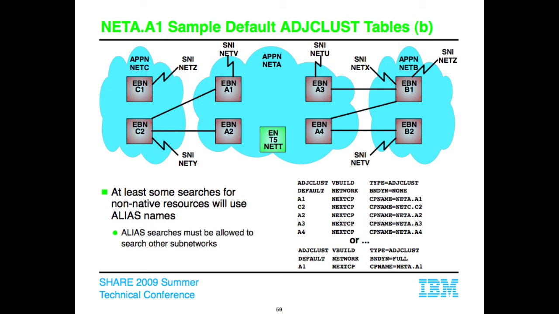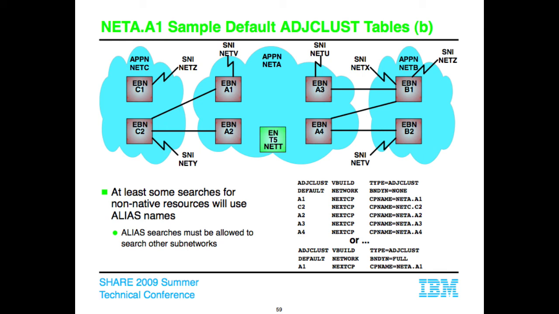Now, if you have at least some searches for non-native resources, we'll use alias names. If at least some alias searches represent resources that are outside your network, well now you actually have to code a default cluster table that allows you to search maximum scope. You have to be able to search everywhere. And so you would list everybody that A1 knows about: all the non-native adjacent nodes and all the native border nodes, which in this case would be A1, C2, A2, A3, and A4. That's what BN equals none.